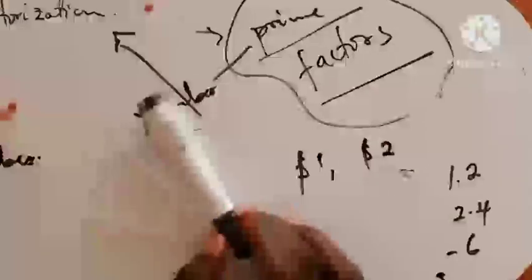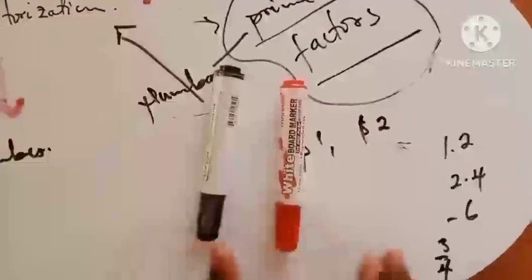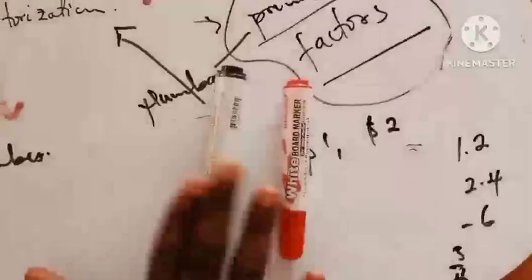This is a board marker. For variation, this one is black, and I have a red one here. Even though all are markers, they have different variations, in terms of color: this is black and this is red.